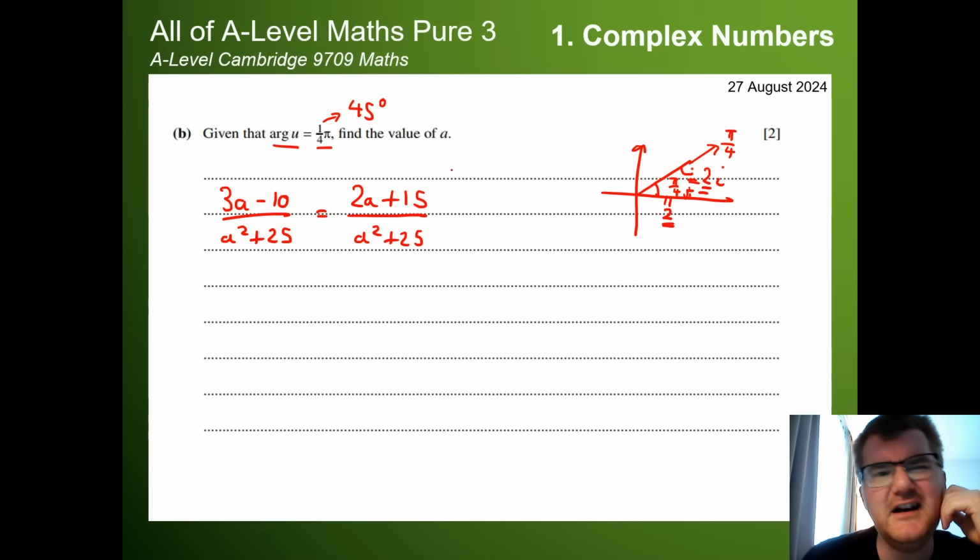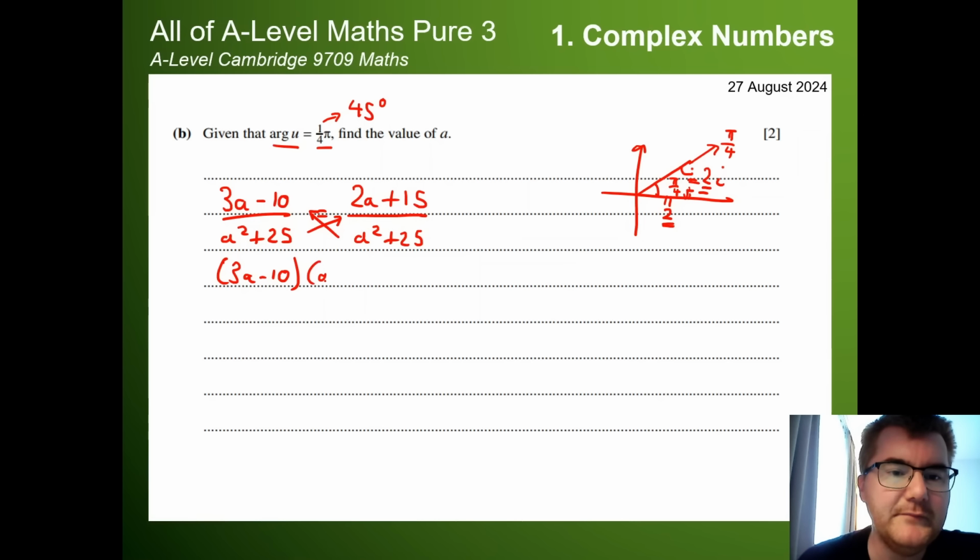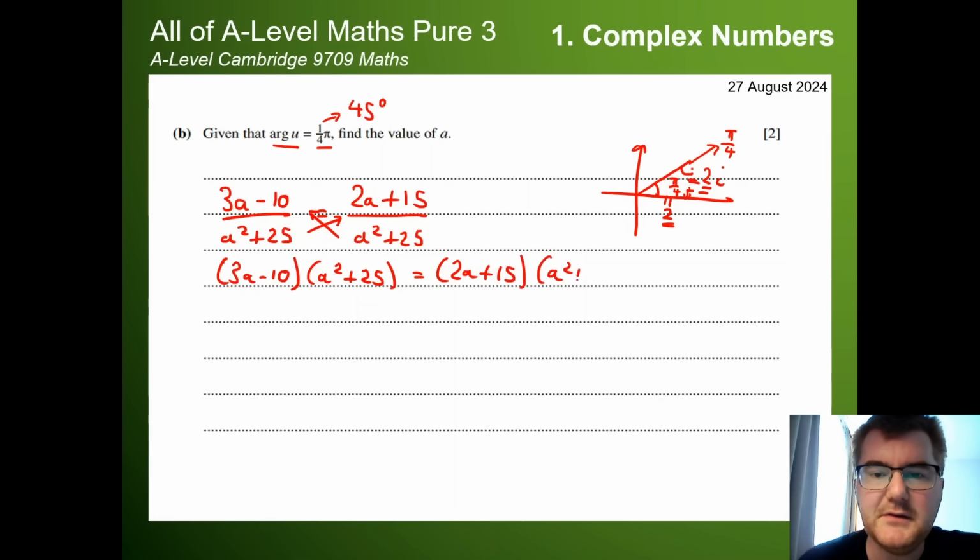Now this looks like a kind of ugly equation to solve. We might get cubics or quartics coming out of this, but actually it's not as bad as it looks. We cross multiply, which is a standard process with algebraic fractions, so we get (3a minus 10)(a squared plus 25) is equal to (2a plus 15)(a squared plus 25). Notice we have a squared plus 25 on both sides, so we can just cancel through.